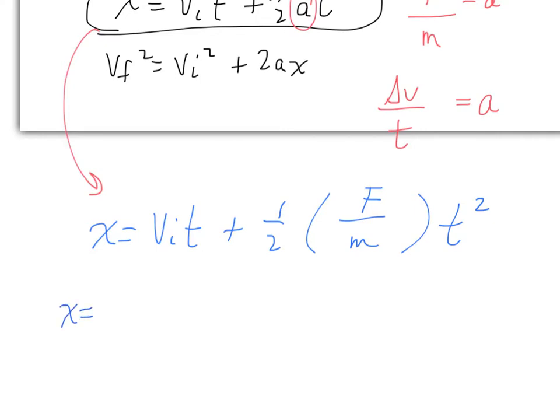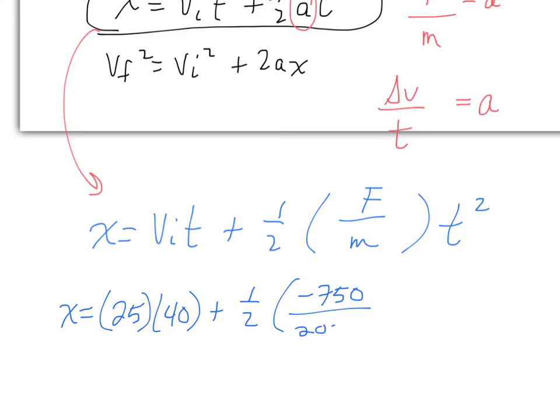If I plug in my numbers, Vi was 25, time was 40, plus 1/2. What was the force? Negative what? Negative 750 over a mass of 2,000?